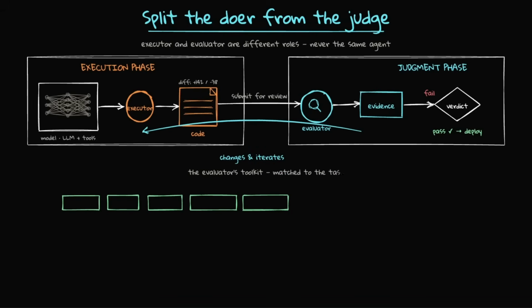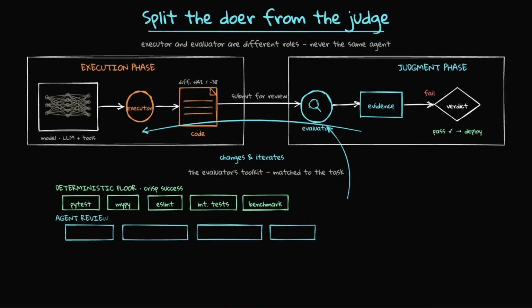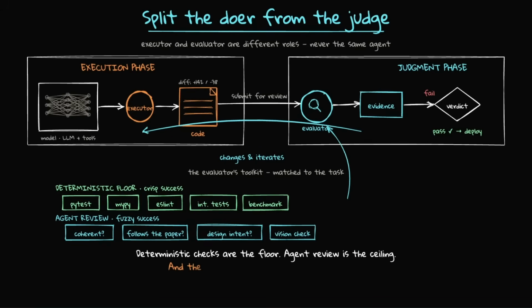Okay, so how does it check? If the success is clear-cut, you can use deterministic checks like tests, types, linting, etc. But if the outcome is fuzzy, then you need to look at, is it well written? Does this look right? So you will need to use another agent as a judge. Now, the main takeaway here is that great evaluator setups use both deterministic checks as the baseline and then agent reviews on top of them.